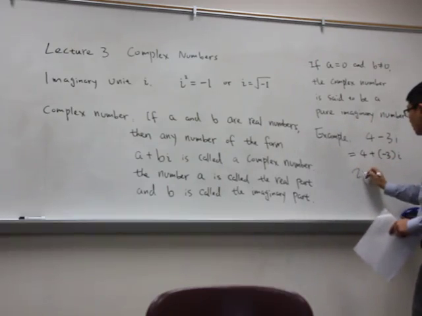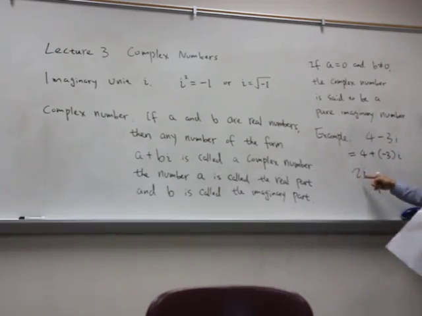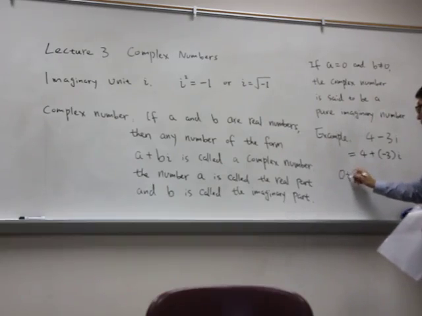And for this number 2i, this is a pure imaginary number. In this number, the real part a is 0, right? And the imaginary part b is 2.